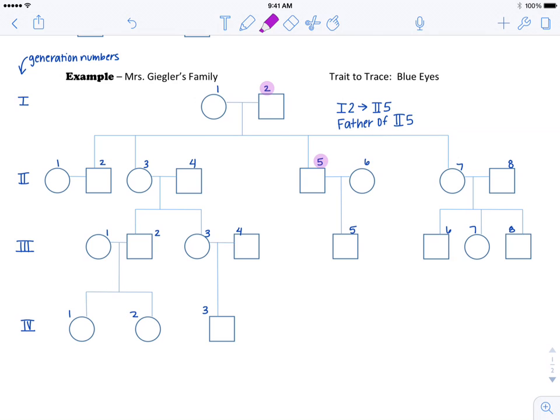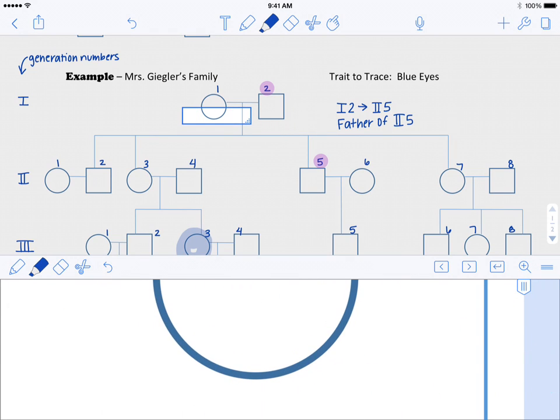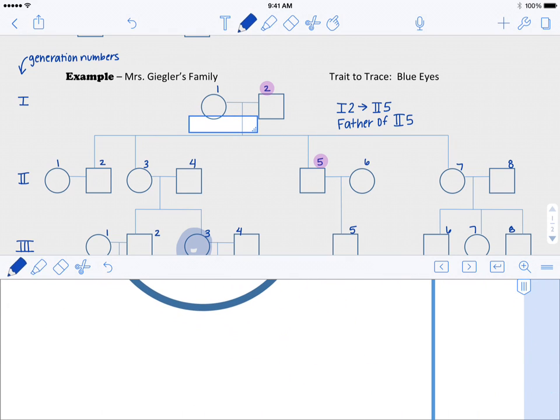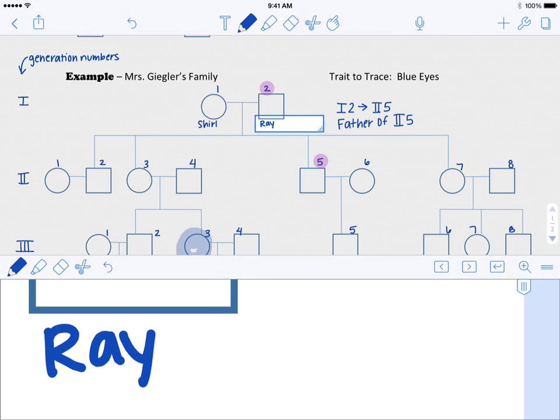Now, if we're looking at this pedigree, I am person number 3,3. This is me down here. Okay? What that means is person 1,2 and 1,1 are my grandparents. Person 1,1 is my grandmother because it's a circle. So this is Cheryl. And then here, person 1,2 is my grandfather, Ray.